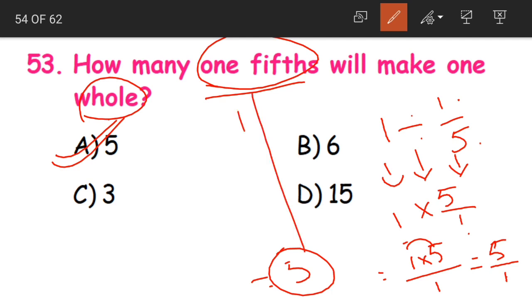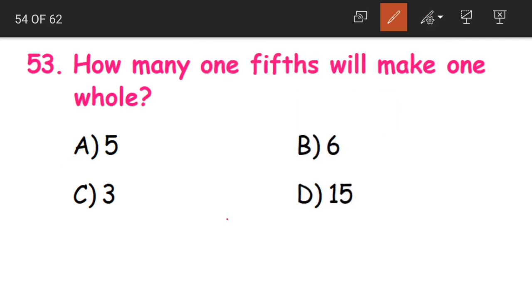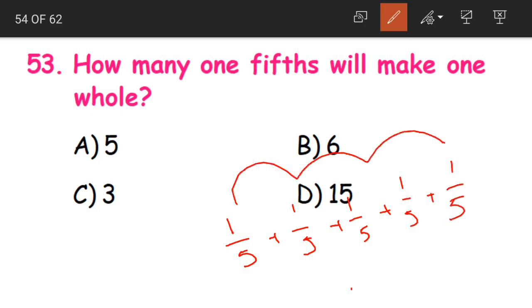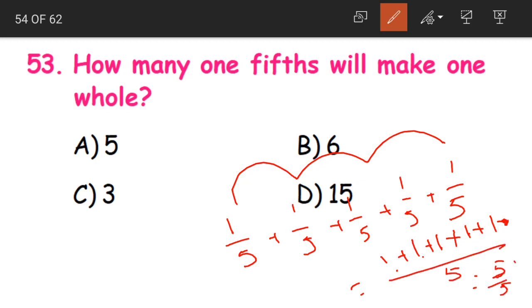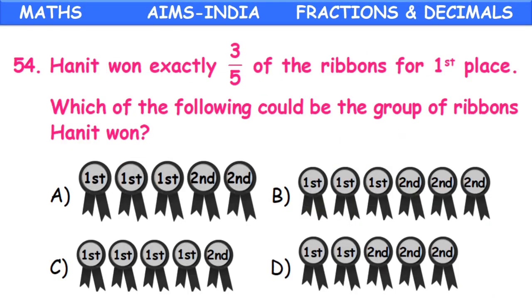When we have 5 1/5ths, it will be equal to 1 whole. See, 1 by 5 plus 1 by 5 plus 1 by 5, so like this we are having 5 1 by 5s here. When we add, what will the answer be? 1, 2, 3, 4, 5. Yes, this is it. Divided by 5, that is equal to 5 by 5, which is nothing but 1. So when we have 5 1/5ths, it will be equal to 1 whole.